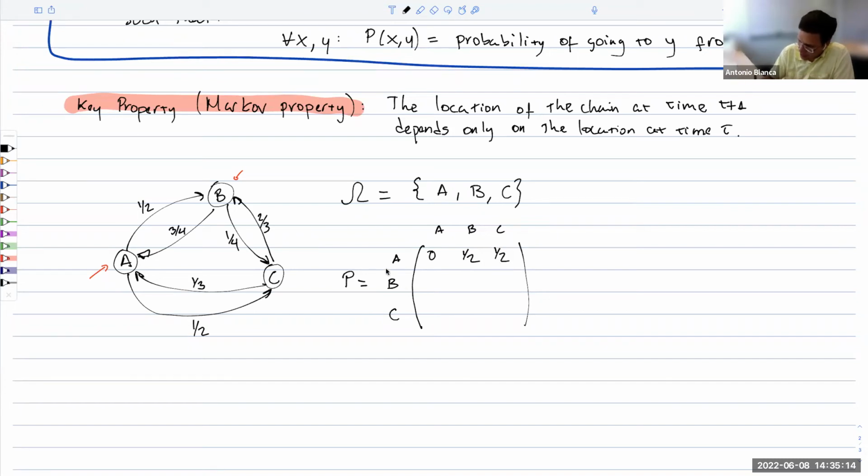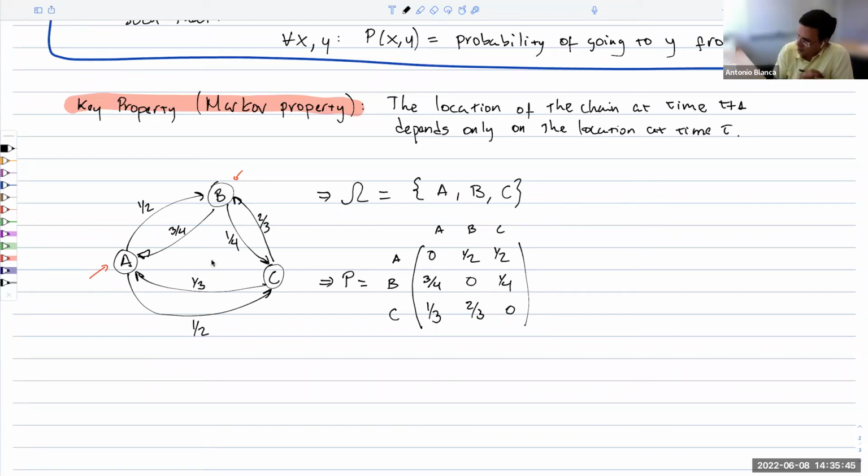From B to A is 3/4. You get a 0 here. From B to C is 1/4. C to A, 1/3, 2/3, and C. Okay. So this pair here, the state space and the transition matrix, define this Markov chain, right? It's another way of defining the Markov chain that I drew there.